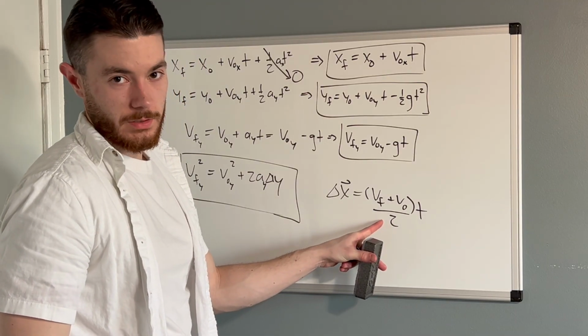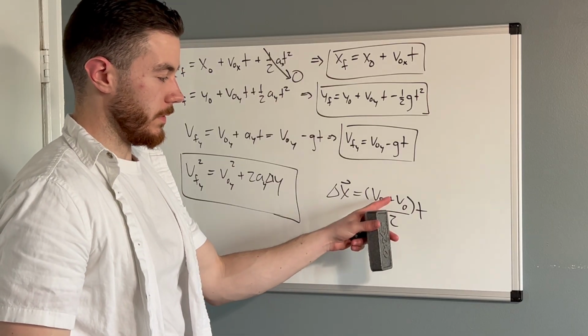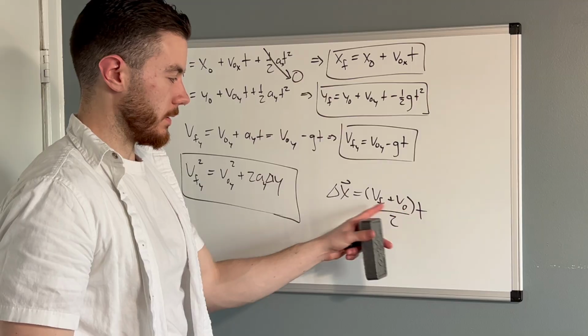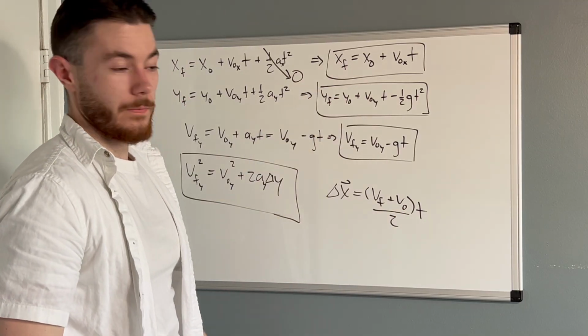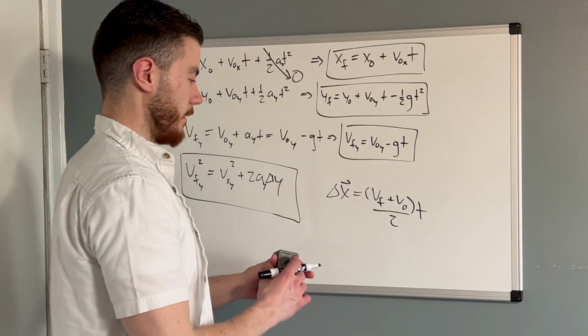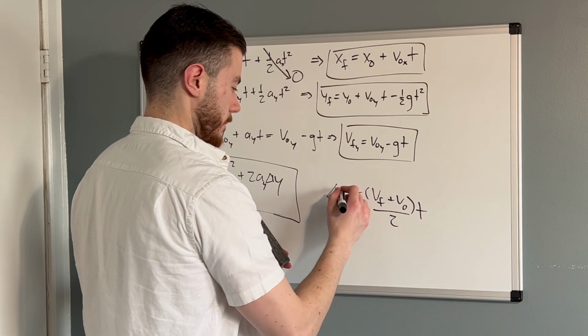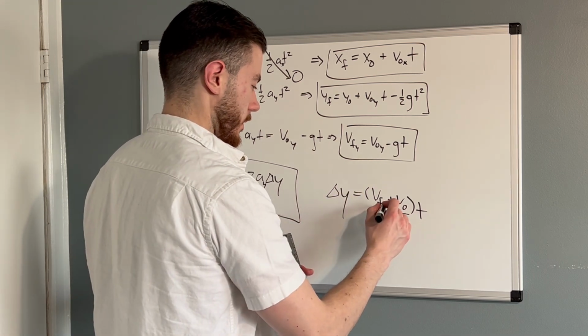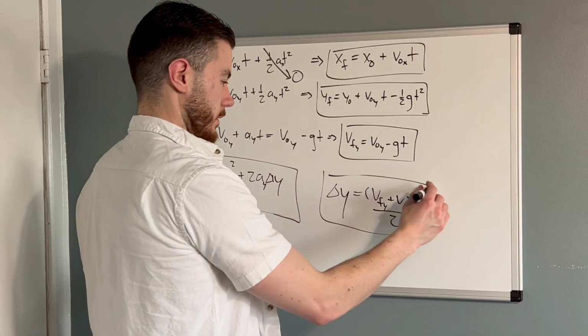There's no acceleration in the x direction. vf and v naught are the same thing. It's 2 v naught over 2 equals v naught t equals delta x. That's the exact same thing as this equation right here. No new information is gotten from there. But if we take the y component, vfy, v naught y, this tells us something new.